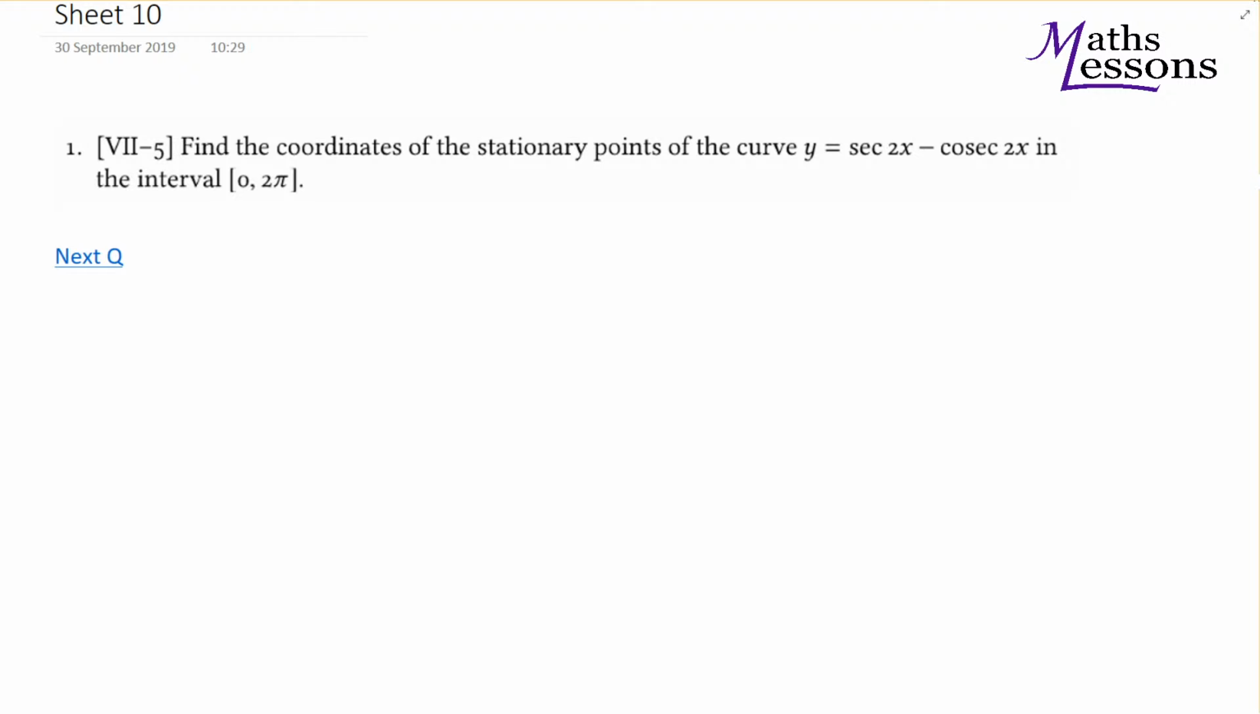Anyway, our first one is the stationary points for the curve y equals sec 2x minus cosec 2x. I'm going to give you, I think, 5 minutes to start with. We'll see how the class does in the classroom.